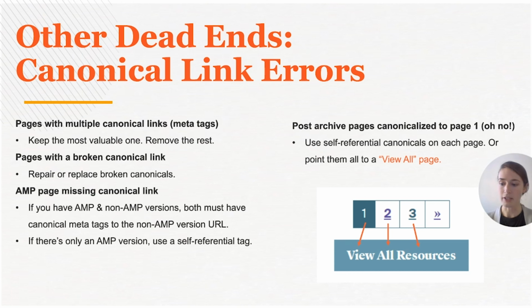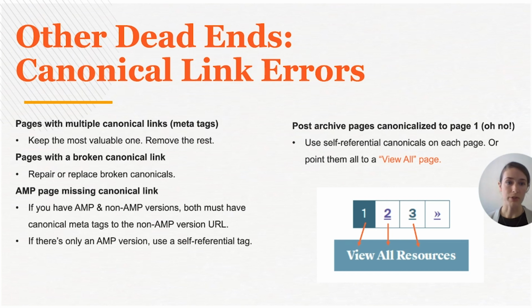And then finally, avoid canonicalizing all the pages of an archive to page 1. Think about a blog archive, for example, with 10 pages of blogs that you can choose from. You want search engines to be able to crawl all 10 of those pages so that every post is visible and indexed in search engines. You don't just want that first page to be the one that's getting all the attention.